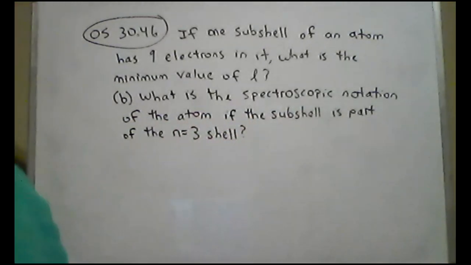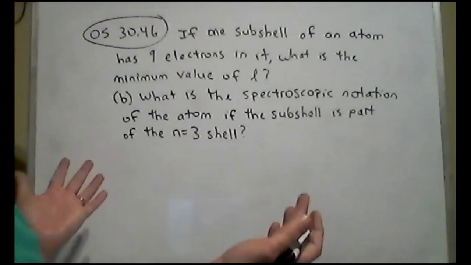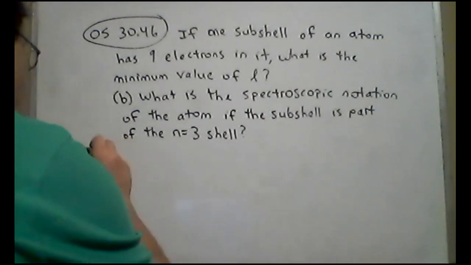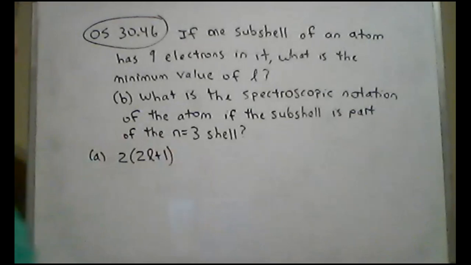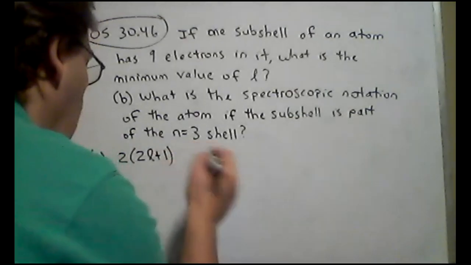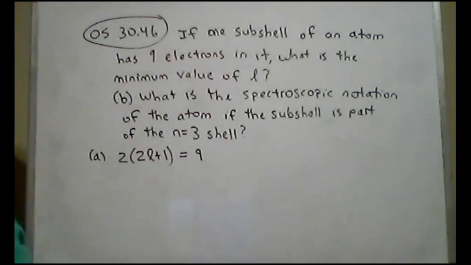Okay, so again, if one subshell of an atom has 9 electrons in it, what is the minimum value of L? And what is the spectroscopic notation of the atom if the subshell is part of the n equals 3 shell? All right, so how many electrons will go into a subshell? Well, we know that for part A, there are 2 times 2L plus 1 electrons that can go into a subshell of value L. We're told that there are 9 electrons in the subshell. Let's try to get an idea of what value of L we're talking about. So let's solve for this.